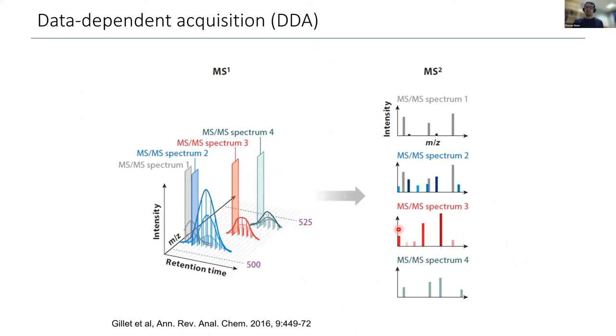And typically, the mass spectrometer is operated in a so-called data-dependent acquisition mode, where the instrument is programmed to do exactly what I just described. So it will look for features or peaks at the MS1 level, and then target these automatically for MS-MS analysis. So that in the end, we acquire an MS-MS spectrum for the gray peptide, another one for the blue peptide, for the red one, and for the green one. So that is the basis of the so-called data-dependent acquisition mode.